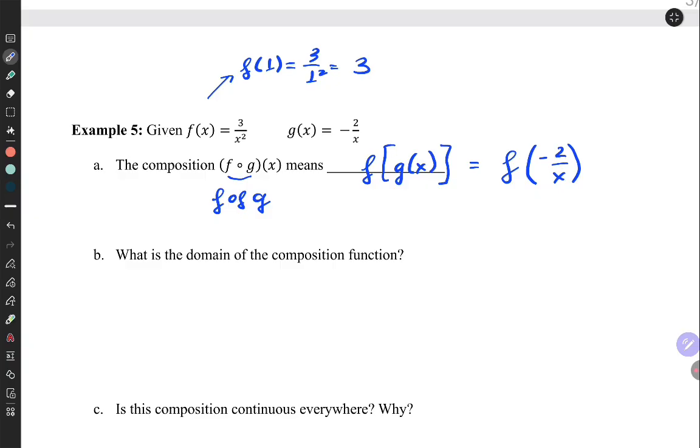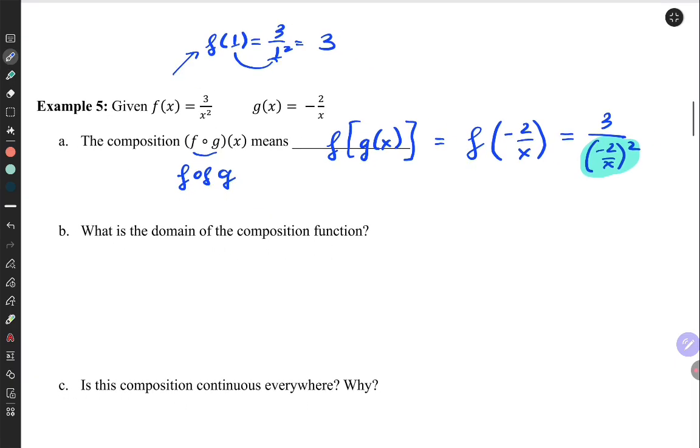Look right here. Same as how you plug in number 1. This time you plug in 3 over negative 2 over x squared. This is where you plug in, right there, inside the x. The x is x squared. Now you replace that with negative 2 over x. Okay, simplify. Don't forget the parentheses, because with parentheses, that negative 2 squared becomes positive 4.